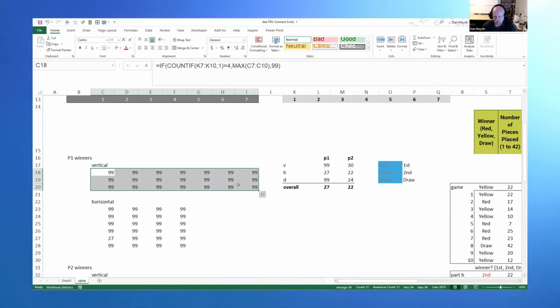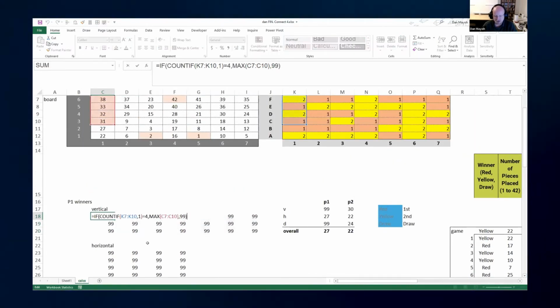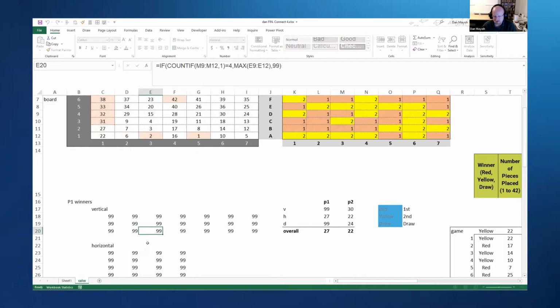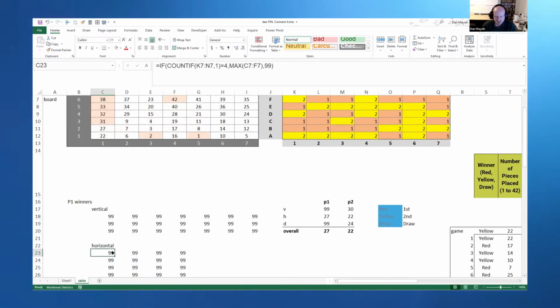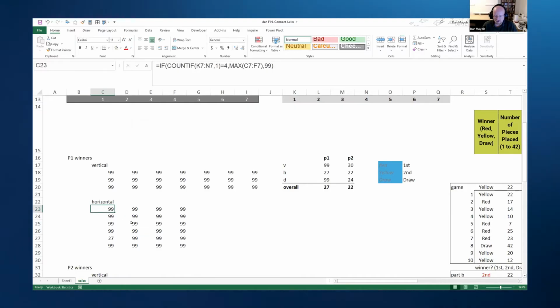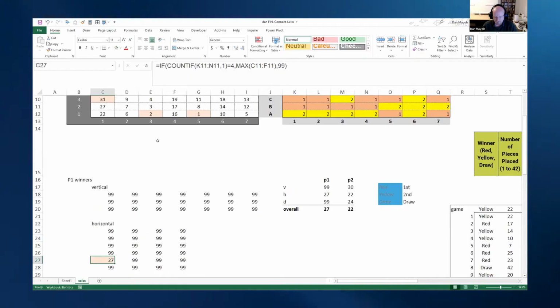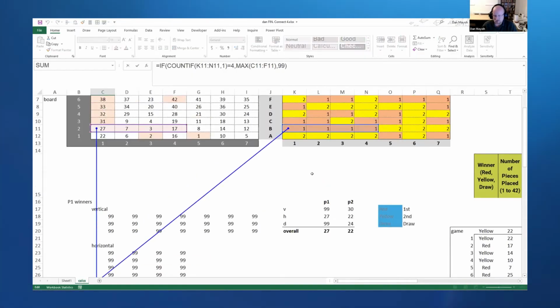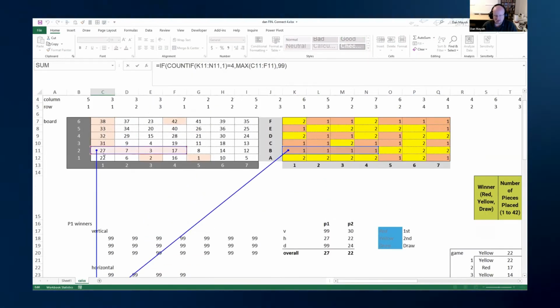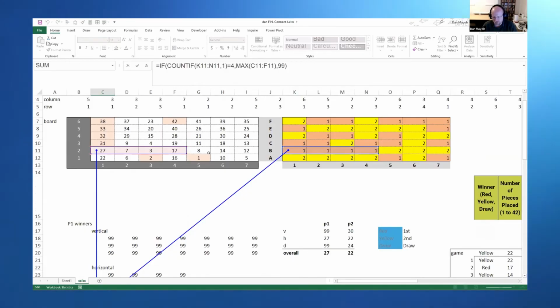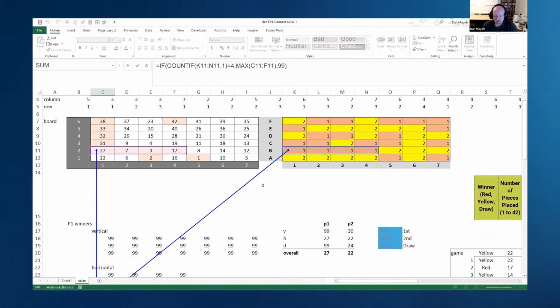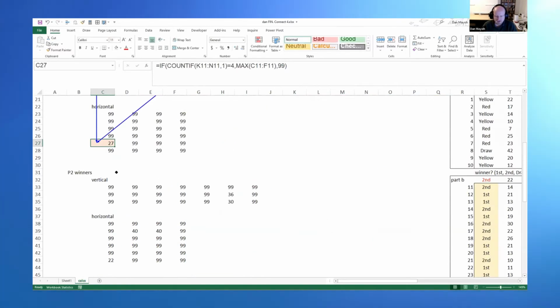21 possible vertical ways to win, and this can just be dragged down and across. Doing the same for the 24 different horizontal ways to win. So you can see here, this one in particular is a winner because we've got all four ones there. So it'll look and say, well, that was completed with the 3rd, 7th, 8th, and 27th move. 27 is the largest, so it was the 27th piece on the board that completed that.